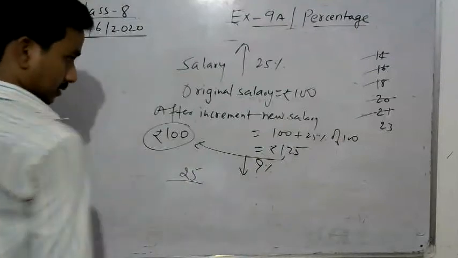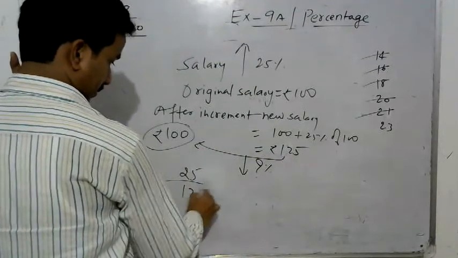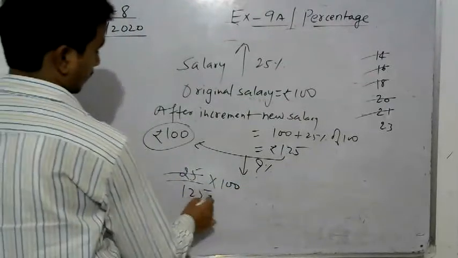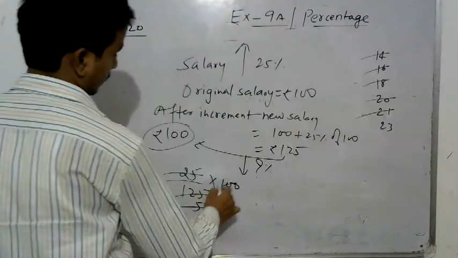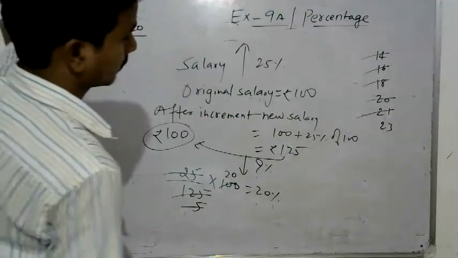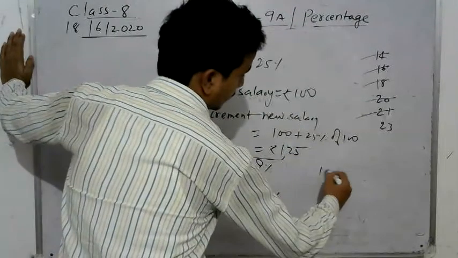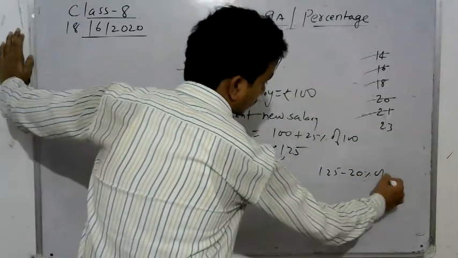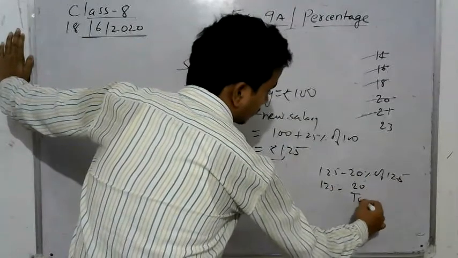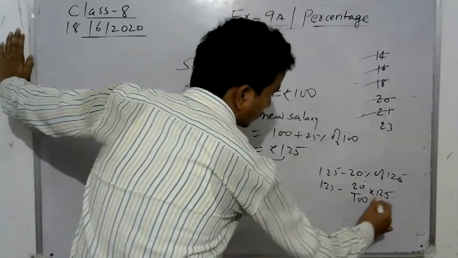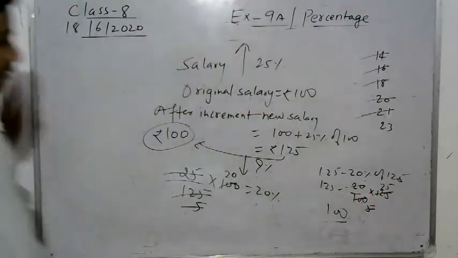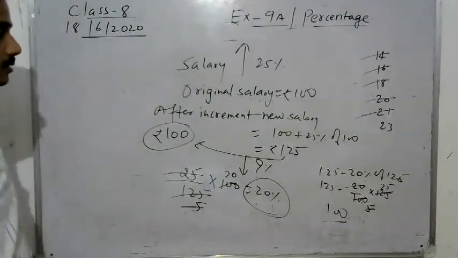This is the decrement. And by how much should it be decreased? So 25 upon 125 into 100. 25 5 times and 5 20 times. So 20% will be the answer. Okay. So you should decrease 20%. You can also verify: 125 minus 20% of 125. 125 minus 20 by 100 into 125. 25 5 is 125, 125 minus 25 is 100. So 20% is the answer.